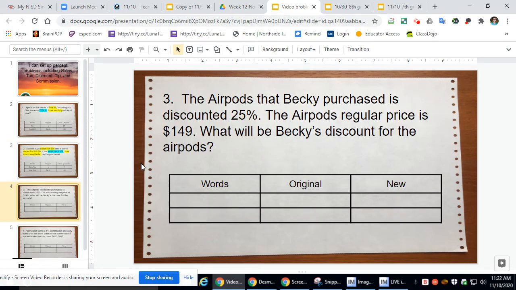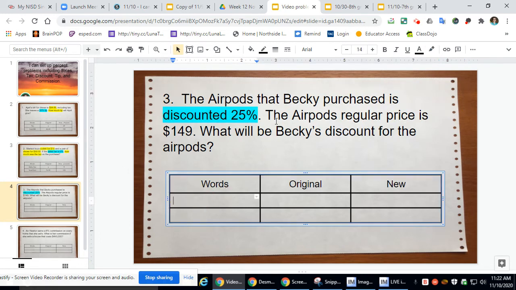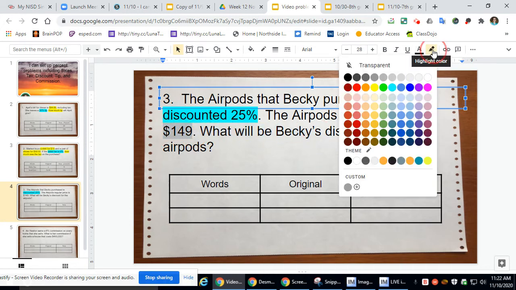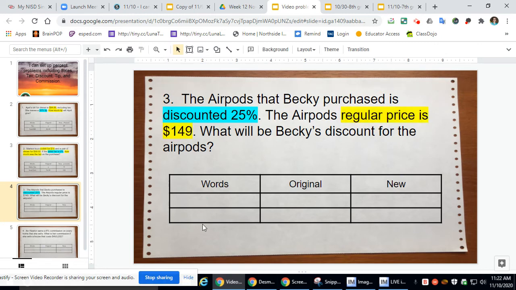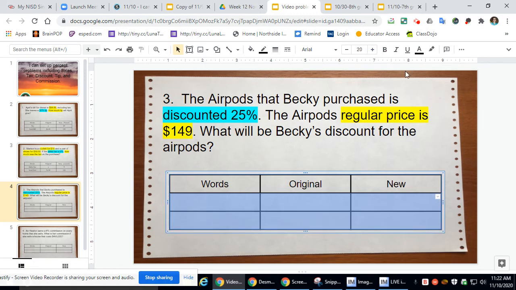Let's try another. The AirPods that Becky purchased is discounted at 25%. So we have a discount. That's what we're comparing. All right, so I'm going to put this in blue. Discount is 25%, and the regular price is $149. So we're comparing the discount to the price. Let me make it big enough for everybody to see again, center it, and we're ready to go on.